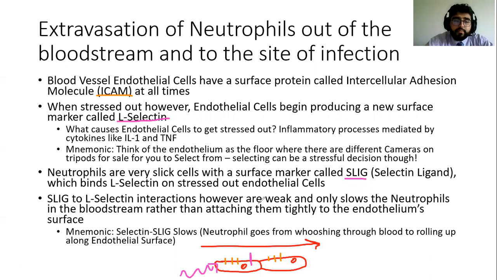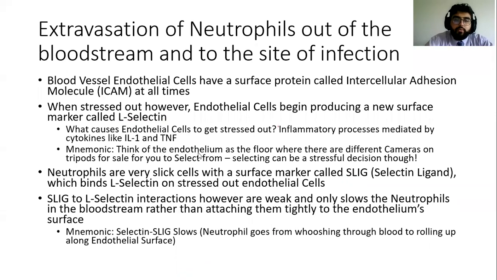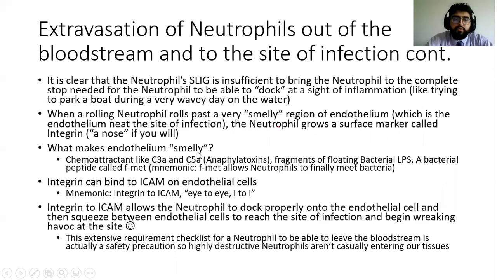That's good. However, SLIG to L-selectin interactions are weak, and so it'll only cause the neutrophil to roll on the surface rather than catch it, right? So think of it kind of like Velcro. Okay, so the mnemonic is selectin SLIG slows, right? But the story doesn't end here because we didn't talk about ICAM yet, did we? So now you have a neutrophil that's rolling on the endothelial surface, mediated by SLIG to L-selectin.